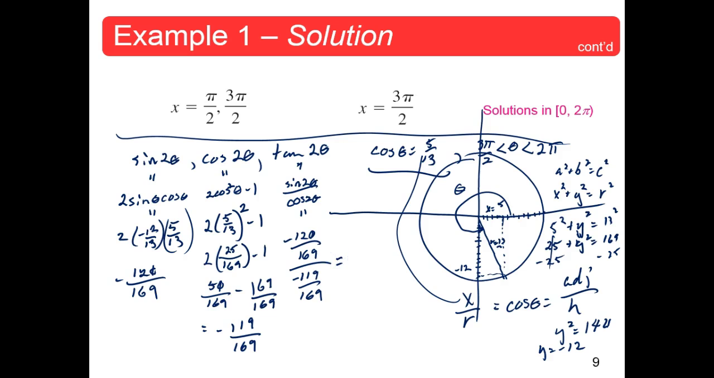Take a look at this. Minus over minus becomes plus. You can multiply numerator and denominator by 169, because 169 over 169 is 1. That's perfectly legal. This cancels that one out, or divides that out. That divides that out. So you have 120 over 119. There we have it.